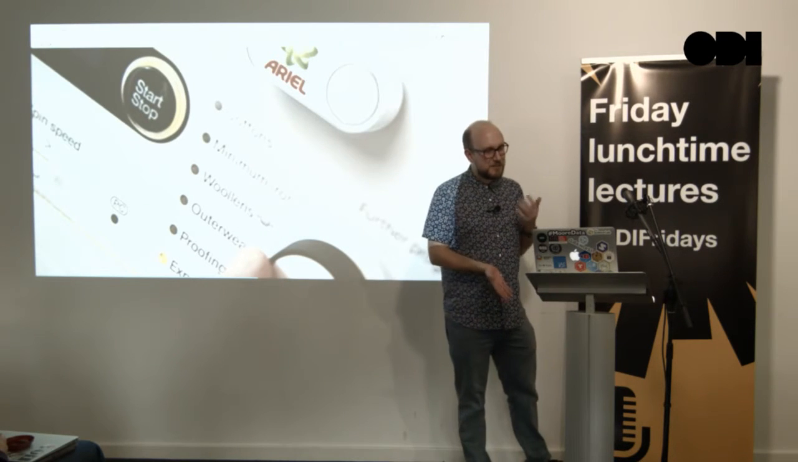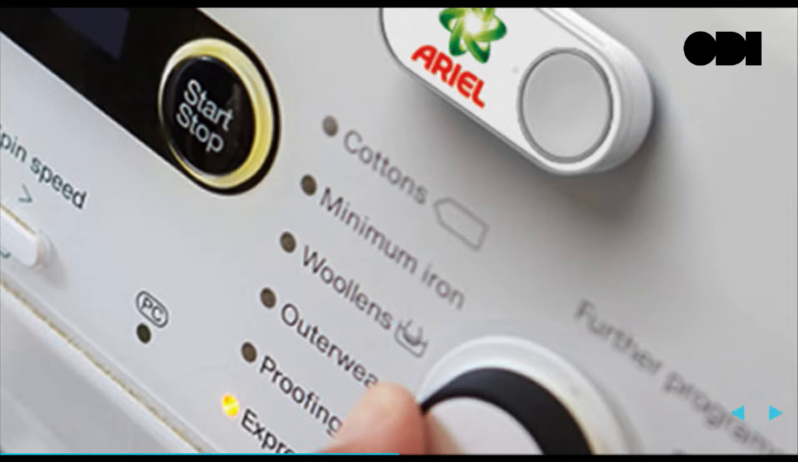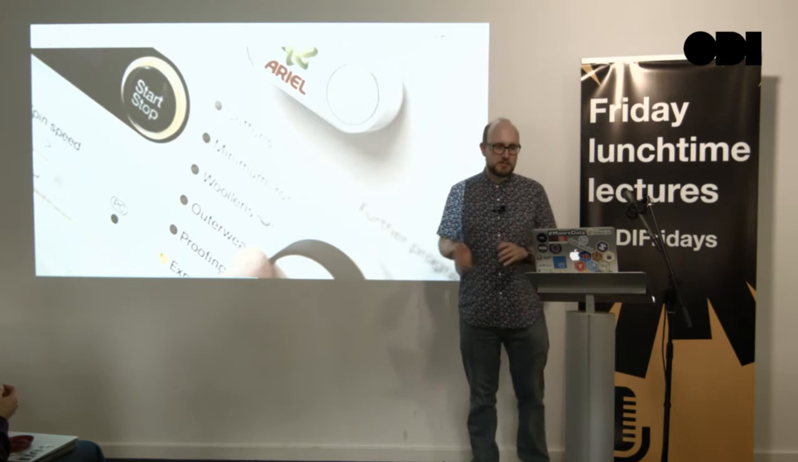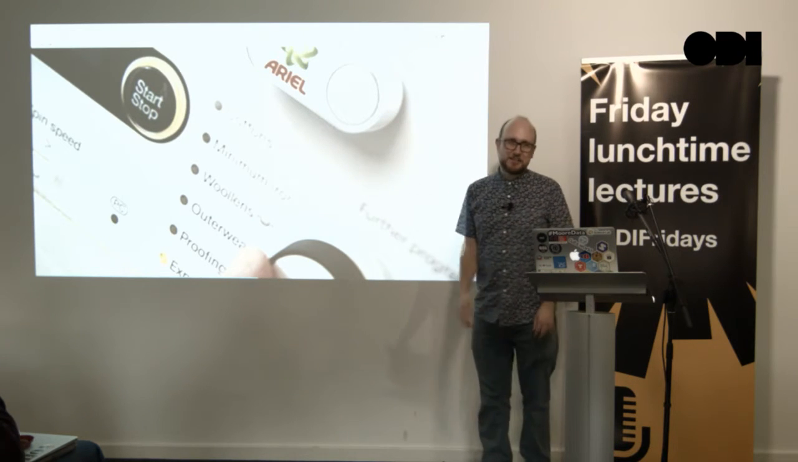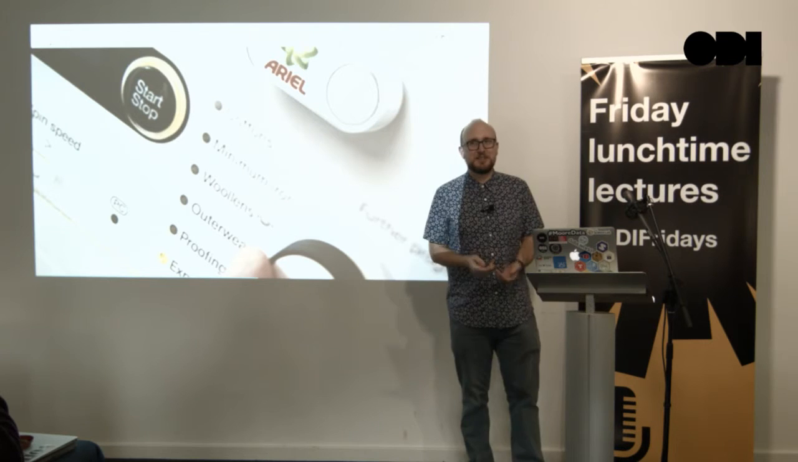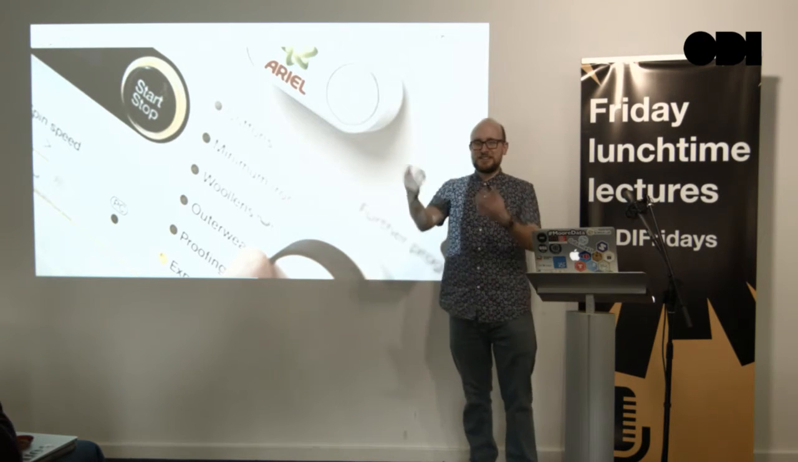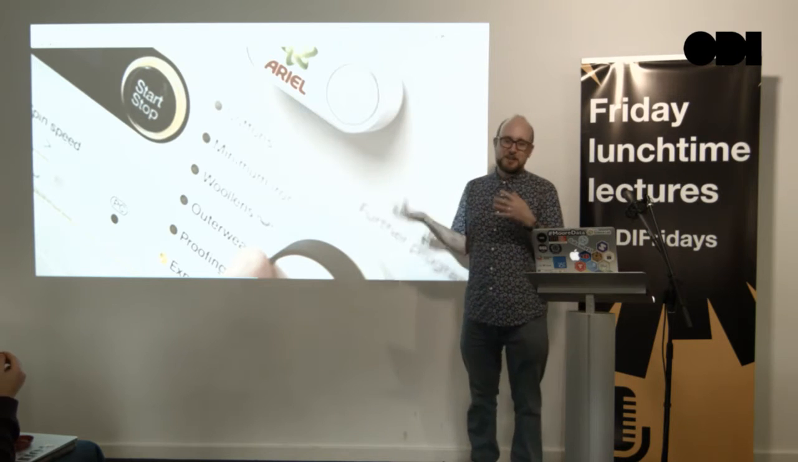If you don't know what Amazon Dash buttons are, they're buttons that Amazon provide. You pay like $4.99 for them, and you get $4.99 back when you actually use them. So here's an Ariel one. When you run out of washing tablets, you press the button, and the next day your Amazon man knocks on the door and you go, here's some tablets. And then you get your $4.99 back for that.